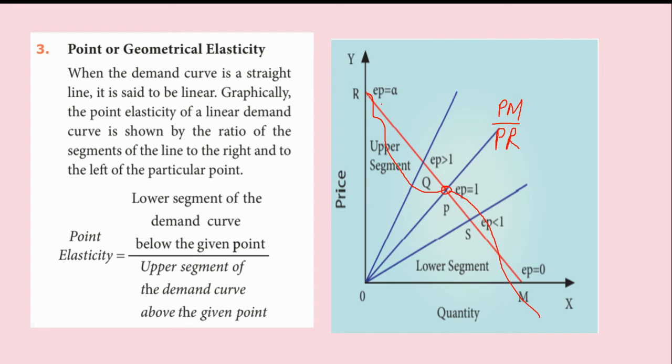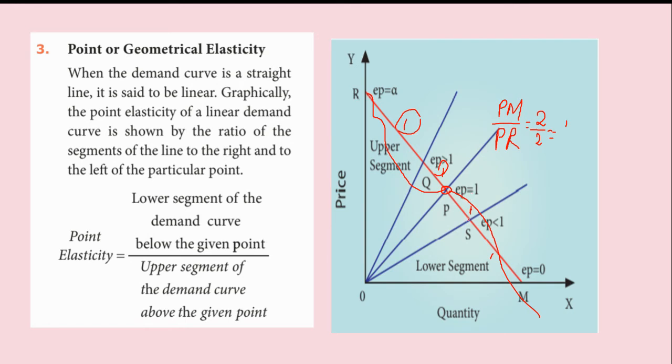This demand curve is divided into 4 equal parts. So this is one part, this is one part, this is one part, and this is one part. So PM means how many parts? From P to M, here it is 1 and here it is 1. So 1 plus 1, 2. What about PR? Here you have one part and here you have one part. So 1 plus 1, 2. So 2 divided by 2 is equal to 1. So at this point P, the elasticity is equal to 1.